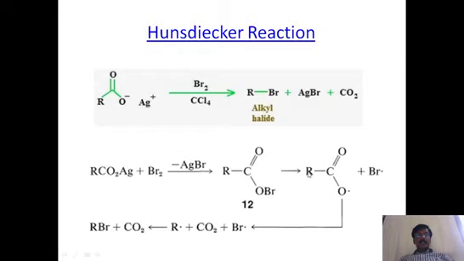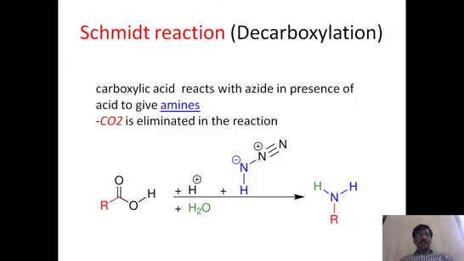And what is left over? R radical and Br radical. These two combine to give RBr. So the R radical is there, the Br radical is there, and carbon dioxide is removed. RBr, that is alkyl bromide, is the end product. So in this process, the carboxylic acid is first converted into the silver salt. After that, it is converted into an alkyl halide with loss of carbon dioxide. This is the total reaction.